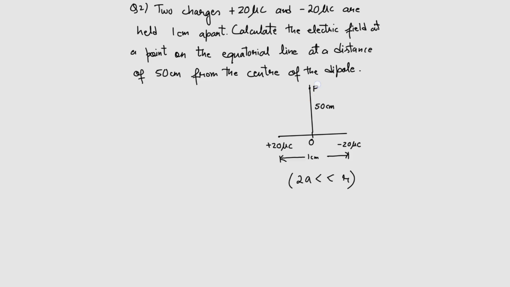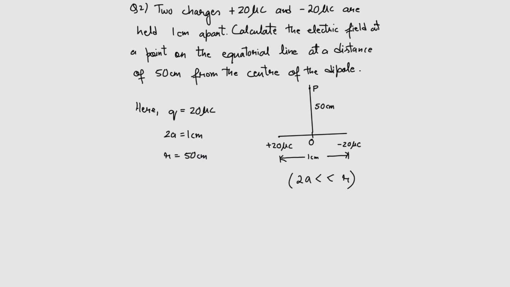It is on the equatorial line, so therefore we use the equatorial formula. So here, what is given is Q equal to 20 microcoulomb. Next, 2A is equal to 1 centimeter, and next, R is equal to 50 centimeter.